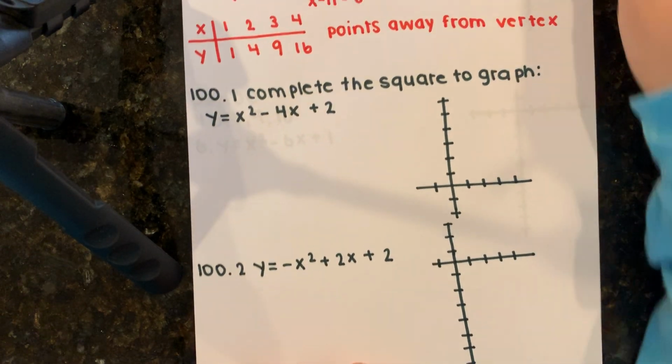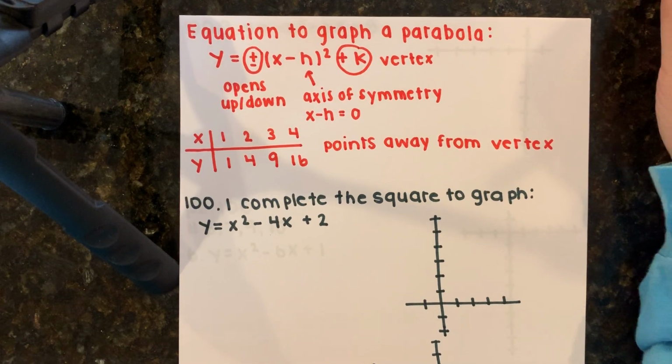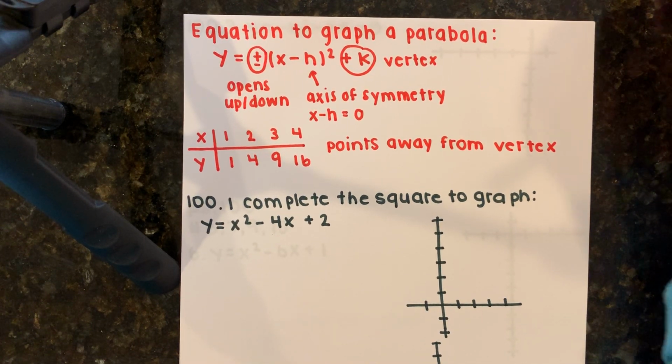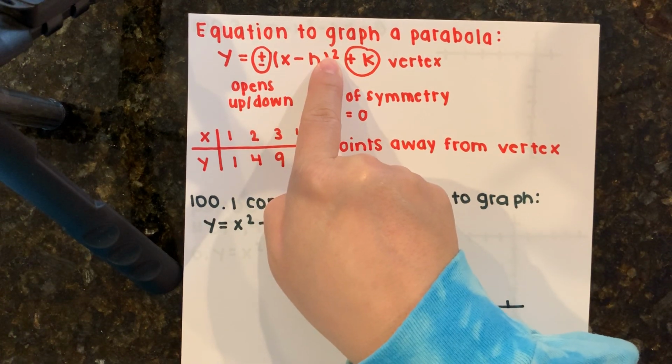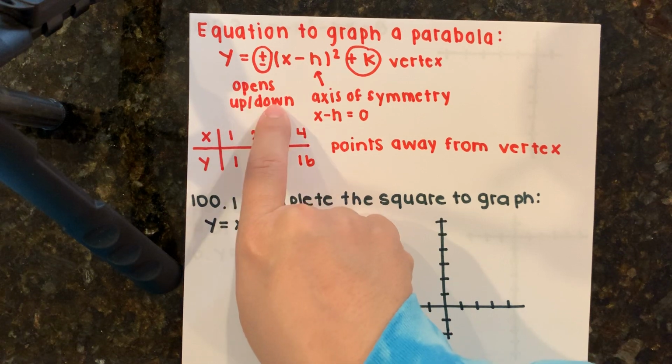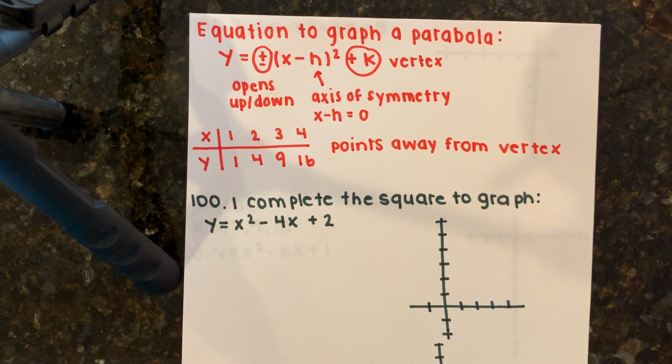So now, the equation of a parabola is going to be this. Y is equal to plus or minus x minus h squared plus k. So this square tells me it's going to be a parabola. Plus or minus is going to tell me that it's going to open up or down. So if it's positive, it opens up. If it's negative, it points down.